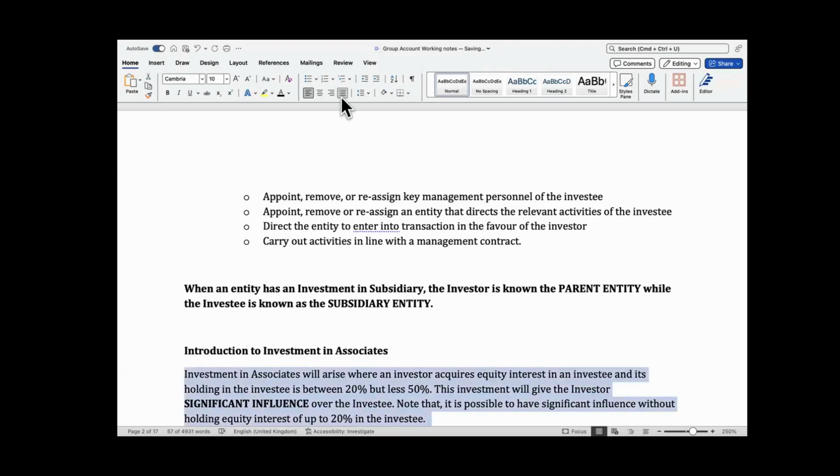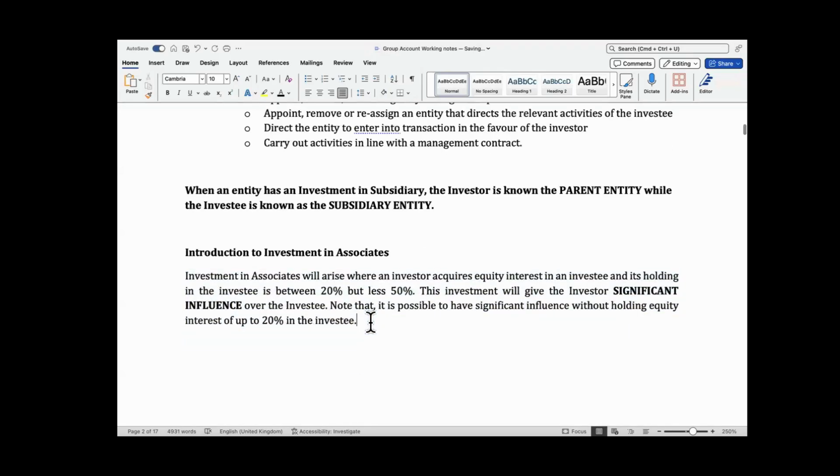You just need to be able to demonstrate some things to us. But when we say investment in associates, it's because you bought shares in an investee and your holding is 20%, it cannot be less than 20%. It's 20%, but less than 50%. It doesn't have to get to 50%. If it gets there, that's not associate anymore. It's something else. This investment would give the investor significant influence over the investee. You can have significant influence without holding up to 20%. It's possible.